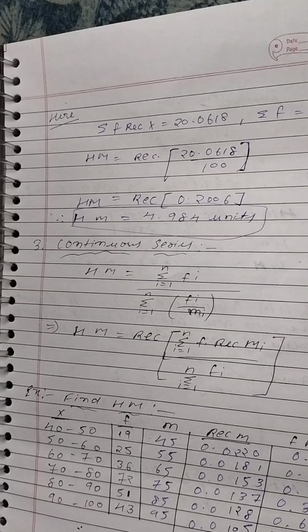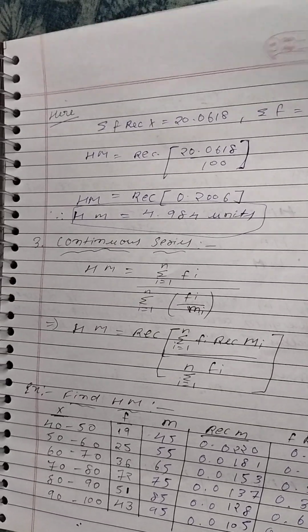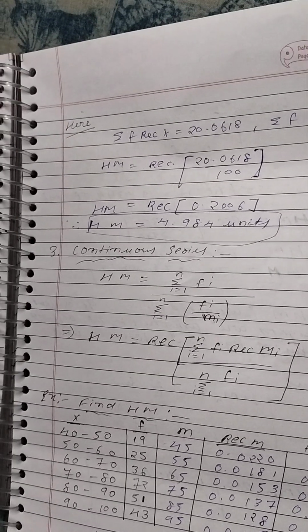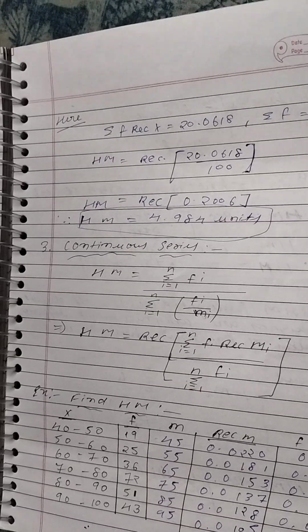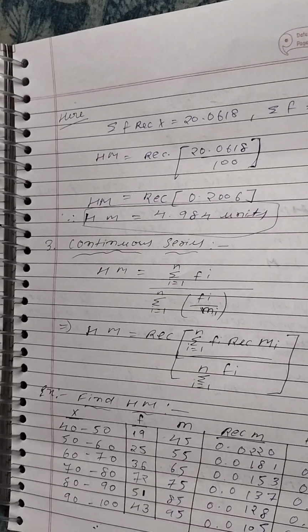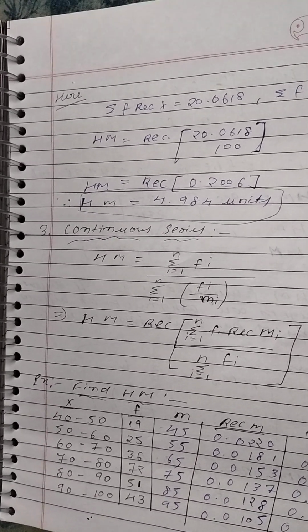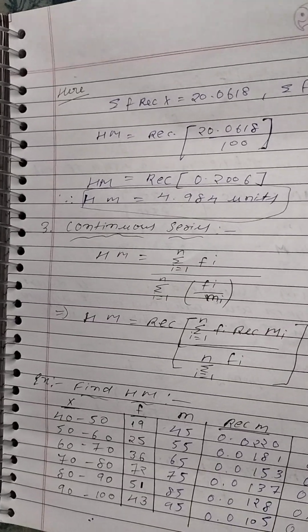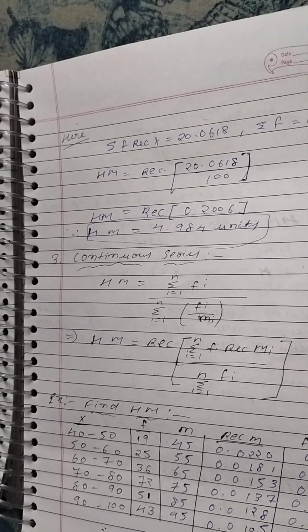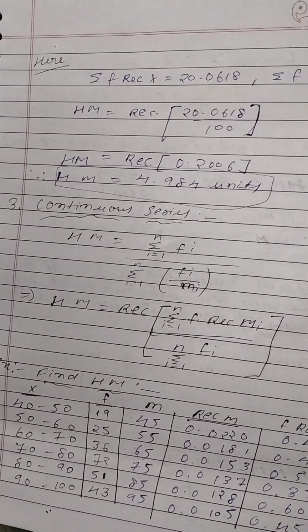Then again the reciprocal will be there, so HM is equal to the reciprocal of the summation of Fi times the reciprocal of Mi, divided by the summation of the Fi. So this is also in the summation, and this is also in the summation. So this is the formula of the continuous series.